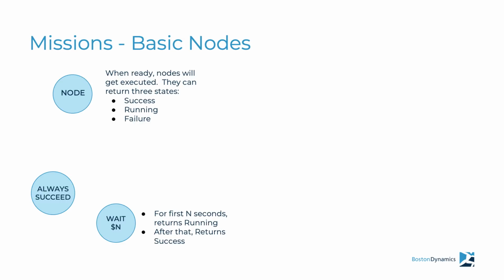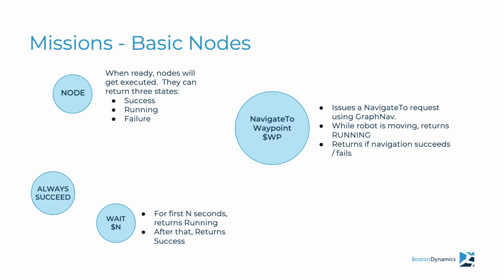There are also nodes that actually do useful things, like navigate to. This node is what ties the missions and mission service to GraphNav. So you can build a mission that calls GraphNav using the navigate to node. And what navigate to specifies is a waypoint that you want the robot to go to in the world. So that could be go to boiler room A or boiler room B. The mission service will tell GraphNav to go to that location, and it will wait until GraphNav says it's at that location or GraphNav gives up.